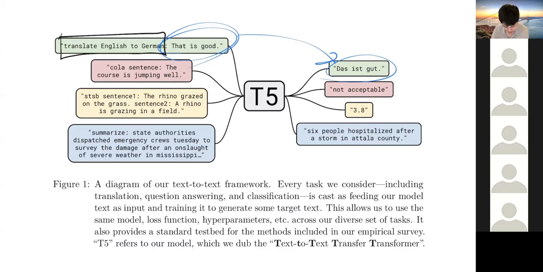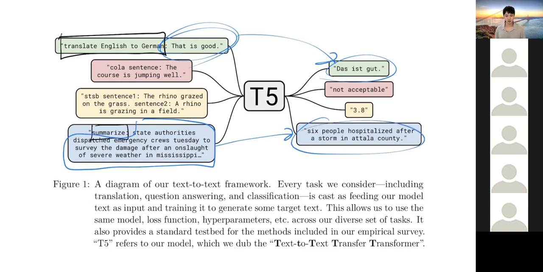All the other tasks are more dry, in the sense that they just write down what the task is, like CoLA sentence. CoLA is a task name, so you might be wondering what is CoLA sentence. CoLA is one of the sentence classification tasks. And STS-B is exactly also a name for a task. But then summarize is a bit better. It's very human readable. And then what really was in the original dataset is this.